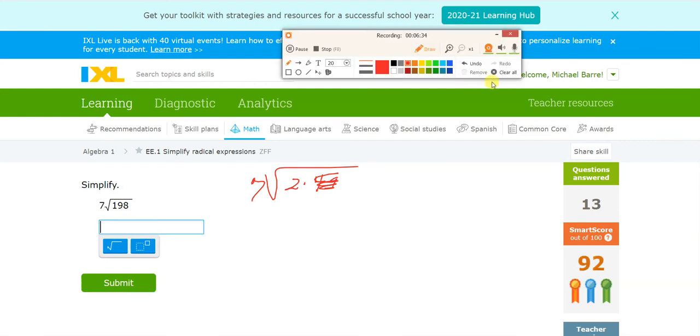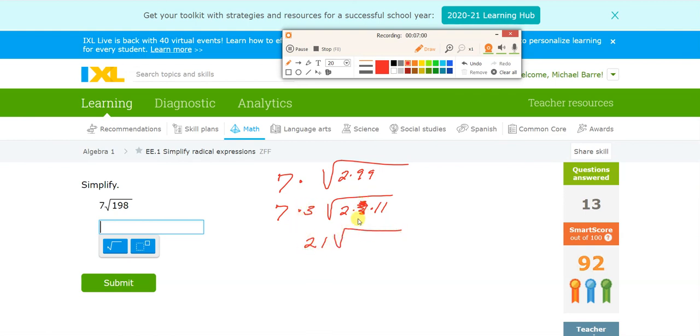All right, my last one. Whatever I get, I'm going to multiply it by 7. Let's see. 198. That's 2 times 99, right? 2 times 99. That's really 2 times 9 times 11. And what's the square root of 9? Square root of 9 is 3. 7 times 3 is 21. 2 times 11 is 22. 21 square root of 22.